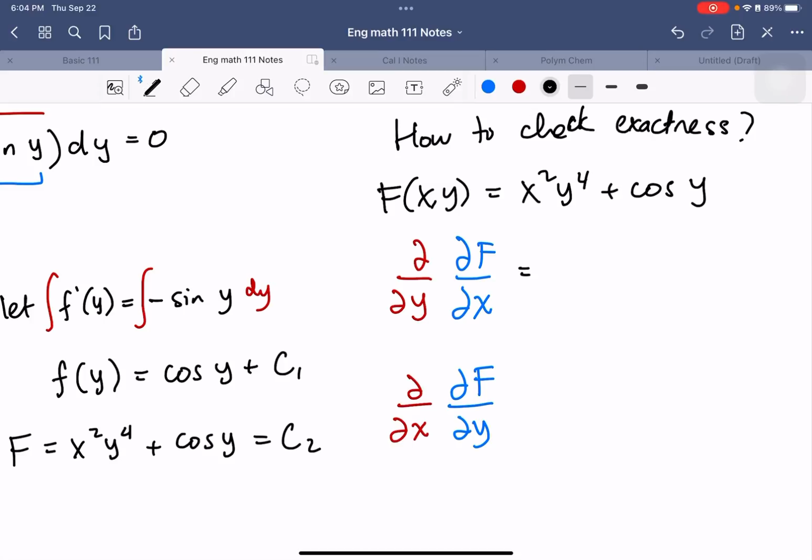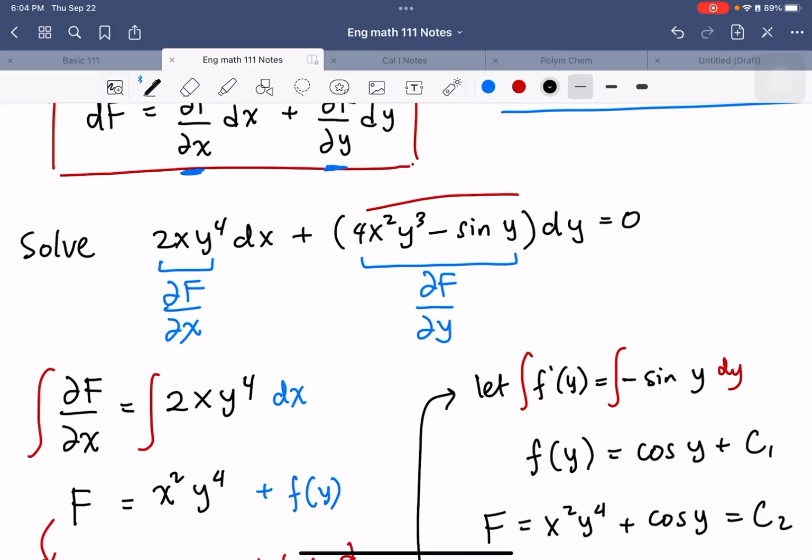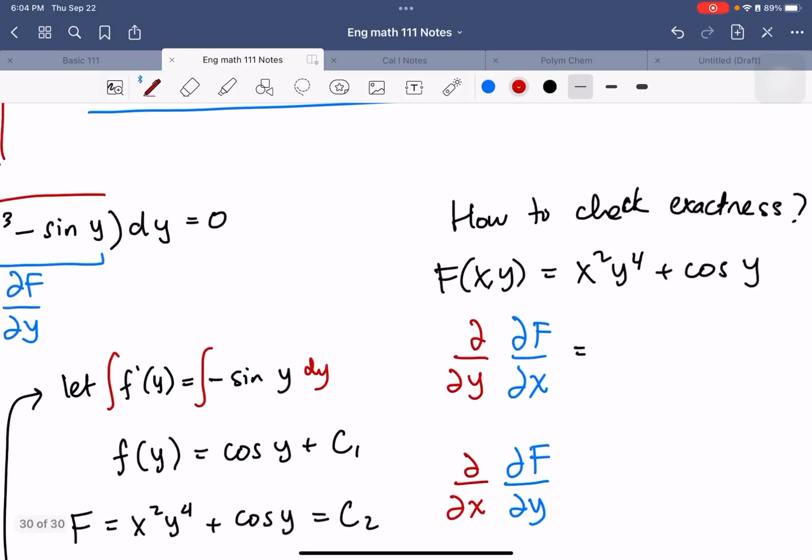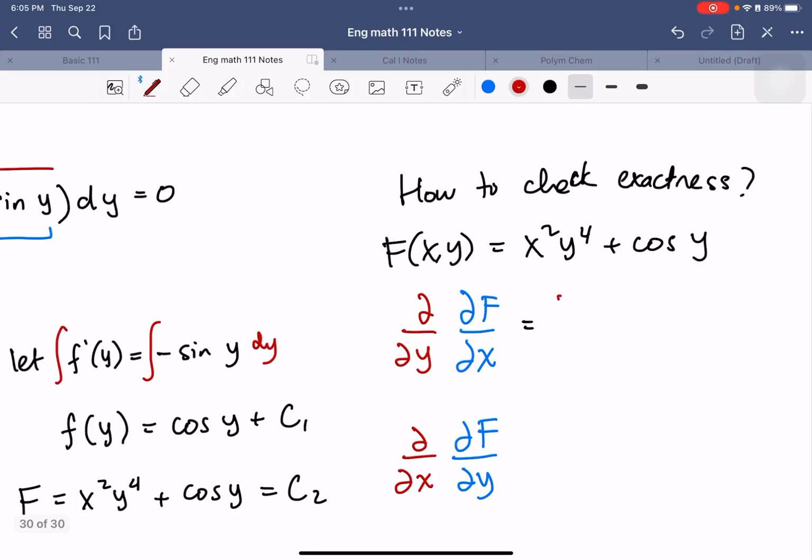Now, dou f dou x is 2x y power of 4, this one here, this dou f dou x. Okay, so this will be dou y of 2x y power 4. So we just differentiate with respect to y. This will result in 8xy cubed.